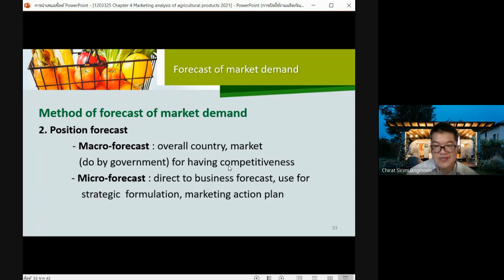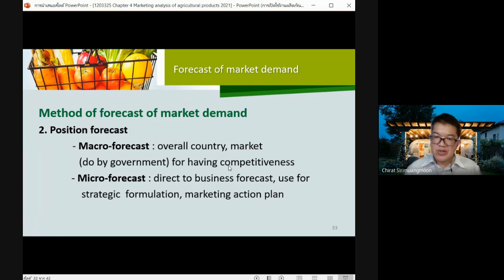How about the methods for forecasting market demand in terms of positions? We can do position forecast in 2 ways. The first one is macro forecast. Macro means being big. So you can forecast in terms of the overall country and overall market. Normally, we do not do it by ourselves, but the government is the one in charge of this type because they need to have higher competitiveness.